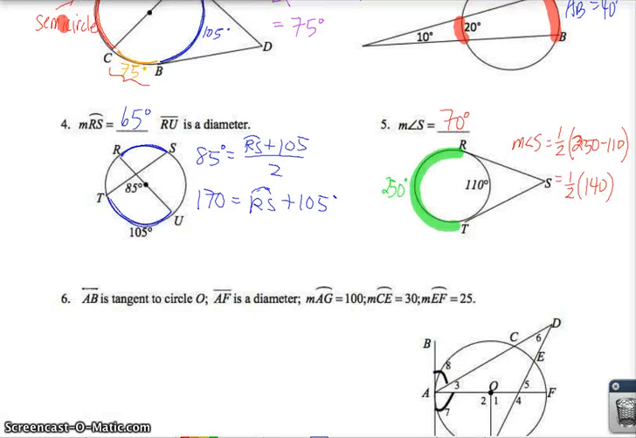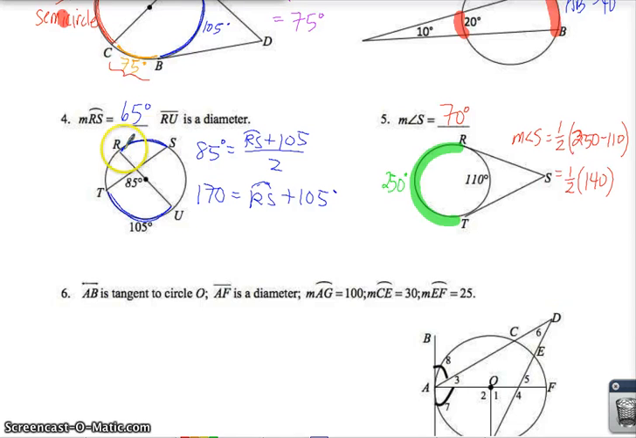Moving down, again, I tried to color coordinate here. Here's where my chords are. This is 85 degrees. That means half of the sum must be equal to 85. So 85 equals half the sum. And I just isolate the RS. Again, find this angle up here. So it's the big one minus the little one. Take half of that value.